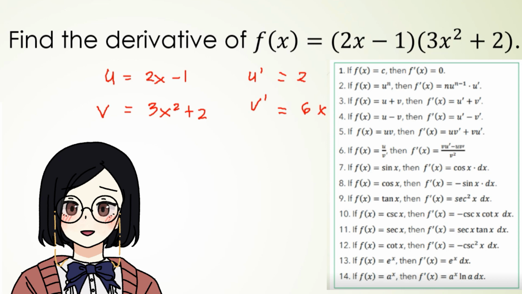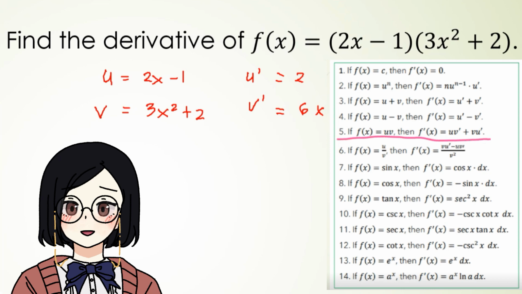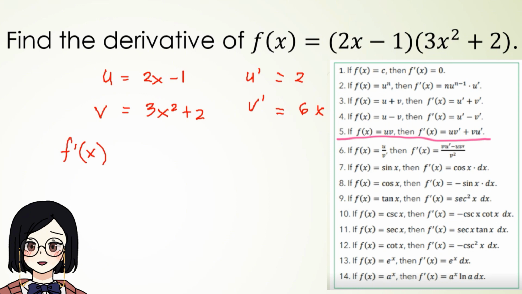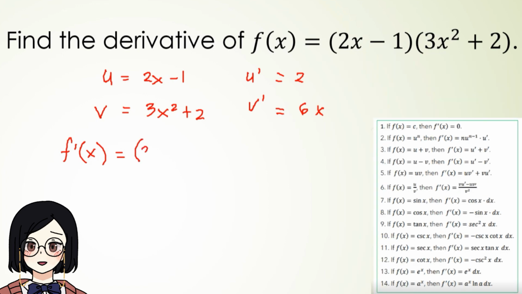Following the format, it says that the derivative of a product is equal to uv prime. Okay, so u is 2x minus 1, and then v prime is 6x. Then we have plus vu prime. So our v is 3x squared plus 2, and our u prime is 2.